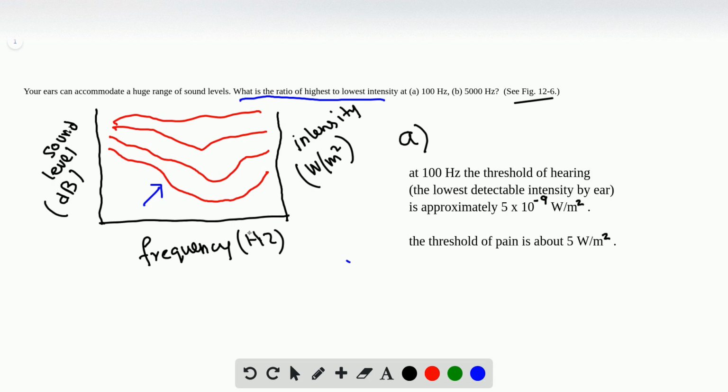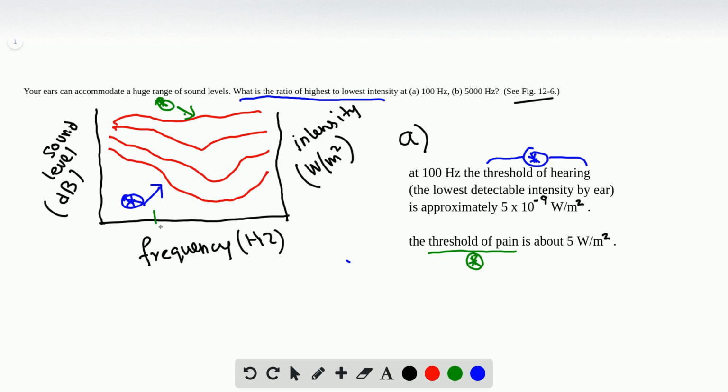So let's put a star mark here and connect that to this guy. So that's threshold of hearing. And this line right here is the threshold of pain. So let's put a green star over here, and that's our threshold of pain. So that's the range that we have on our hearing.